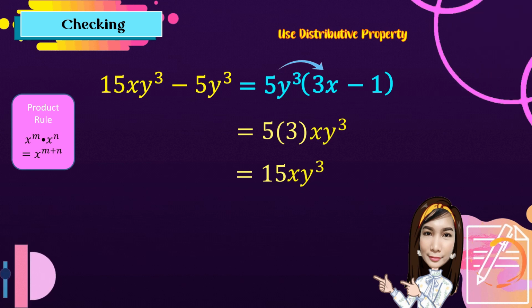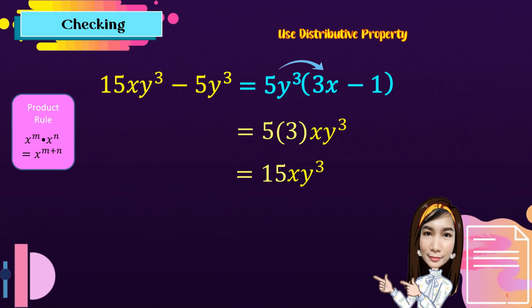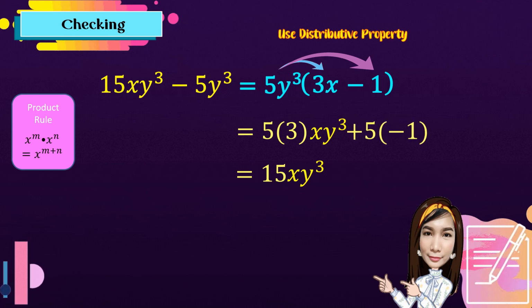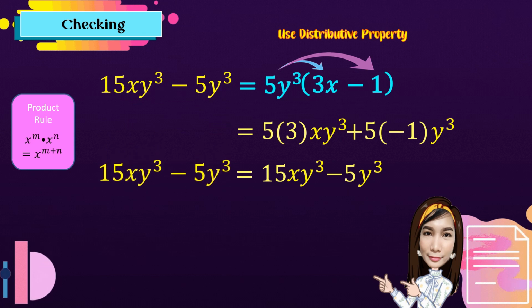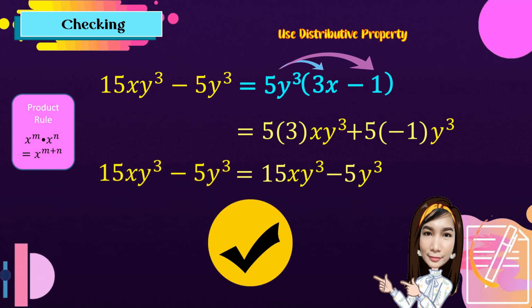Then, we're going to have the common monomial factor 5y cubed distribute to the second term, multiply the coefficient. We have positive 5 times negative 1, we get negative 5. Then, we just copy y cubed. So, as you can see, we get the same answer. We got it correct.